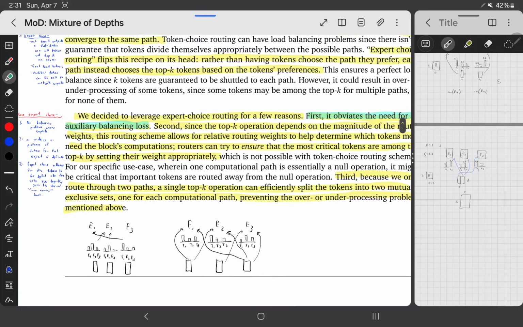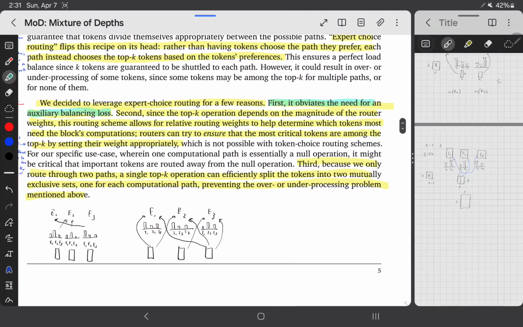The second thing is basically it defines an ordering. So they mention here the top K operation depends on the magnitude of the router weights. This routing scheme allows for relative routing weights to help determine which tokens most need the block's computations. Router can try to ensure that the most critical tokens are among the top K by setting their weight appropriately. So essentially, this gives you an obvious ordering. If you do token choice, there's no obvious ordering among tokens because the probabilities are not related. But if you do expert choice, then the probabilities come from the same distribution, so it gives you an ordering of which tokens should be sent through.